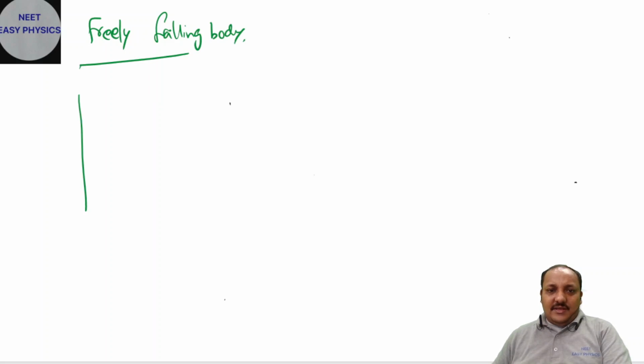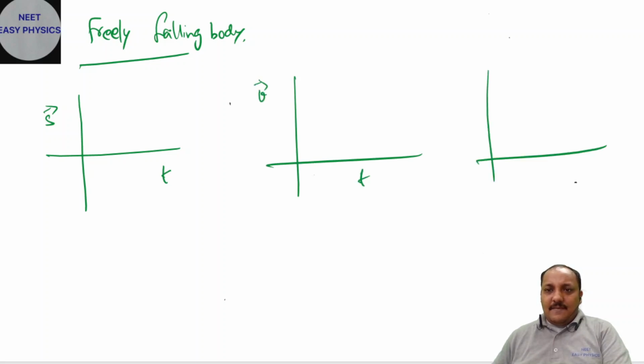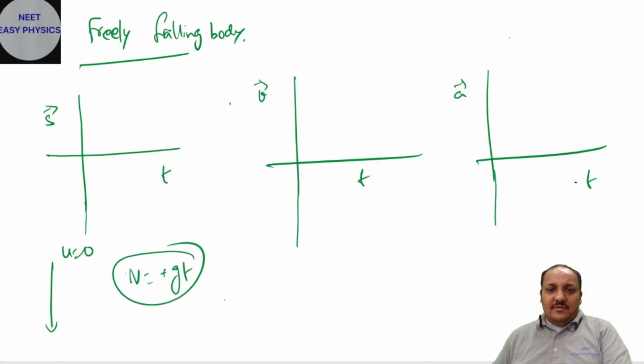Now, in case of a freely falling body, how is the graph going to be drawn? Same like this. So, displacement-time, velocity-time, acceleration-time. So, a freely falling body means the initial velocity is going to be 0. So, if you are taking, V is equal to gt, because it is coming downwards.